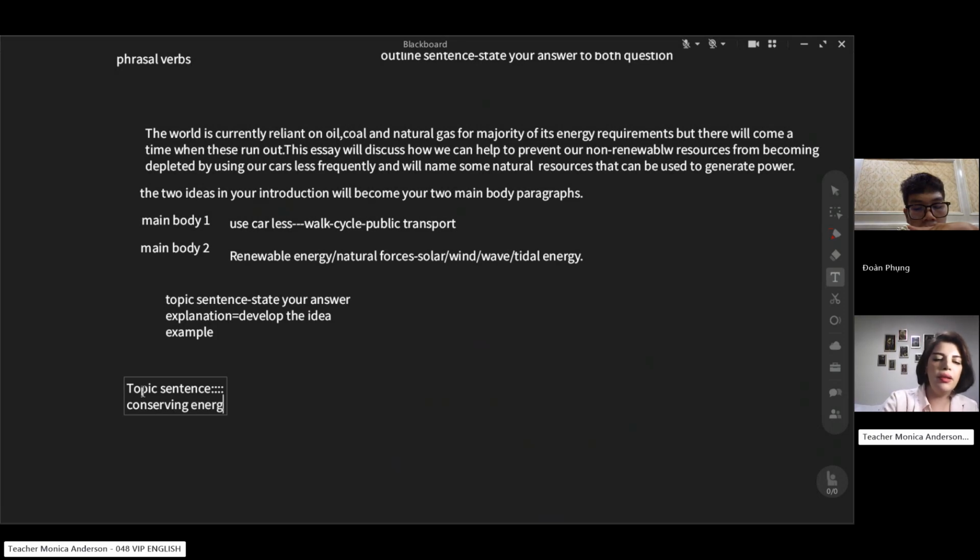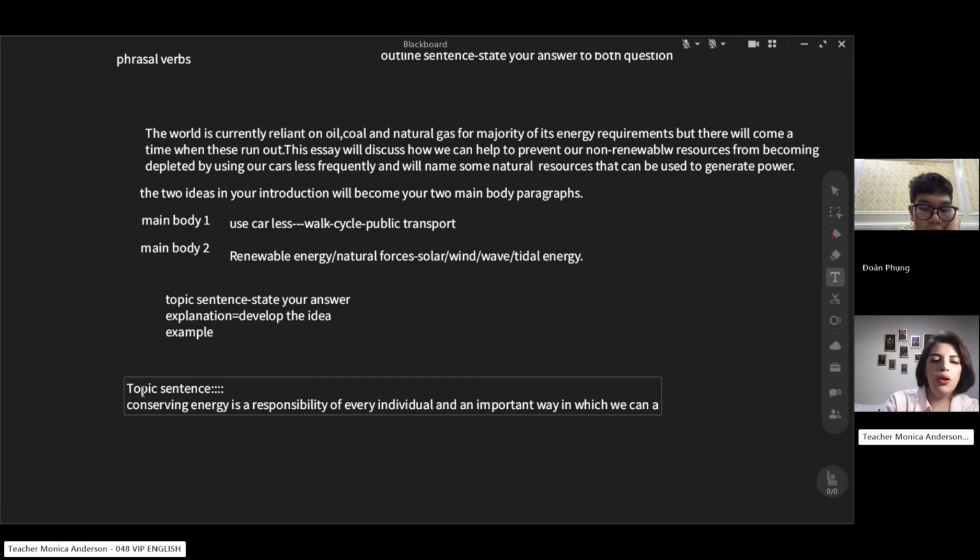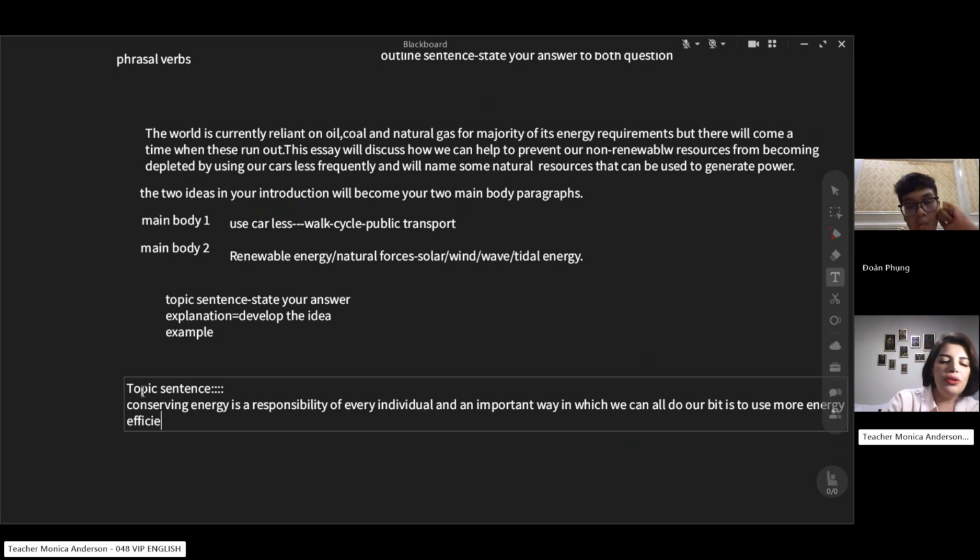Conserving energy is a responsibility of every individual, and an important way in which we can all do our bit is to use more energy efficient means of transport.